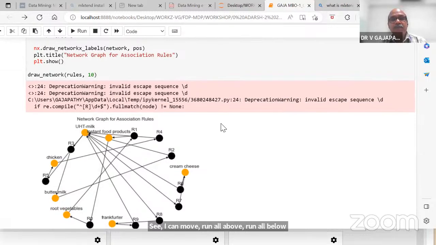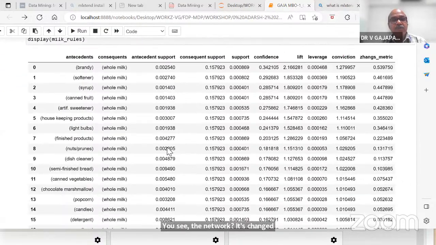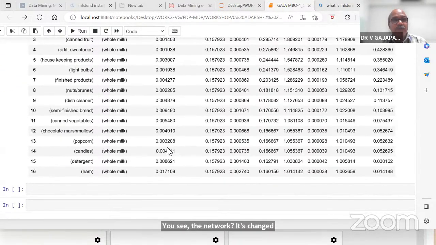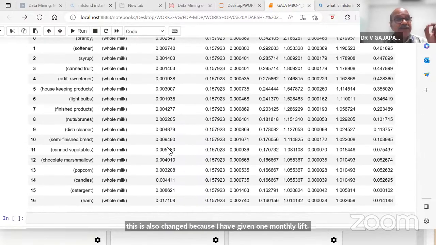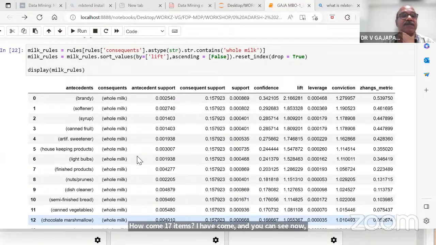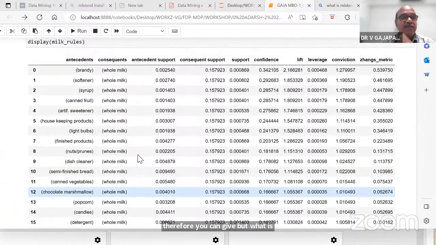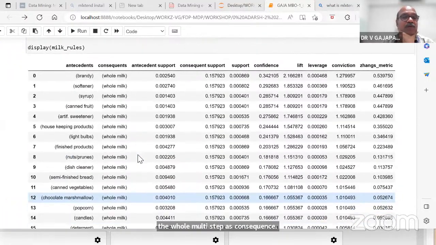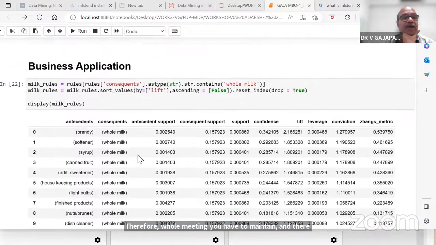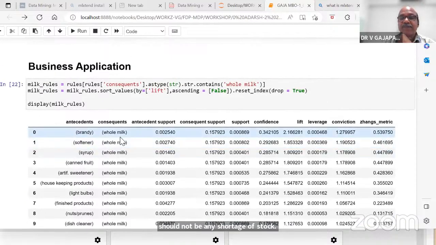You see the network is changed now. You see here also, this is also changed, because I have given one only lift, so the list is increased. How many items have come? 17 items have come. What is interesting is still the whole milk is there as consequence. Therefore, whole milk you have to maintain, and there should not be any shortage of stock for whole milk. And again, brandy and whole milk stands fast.